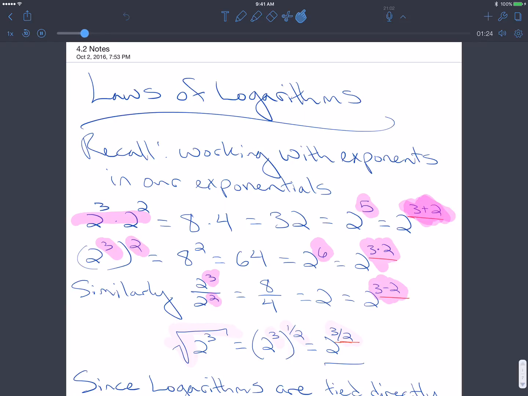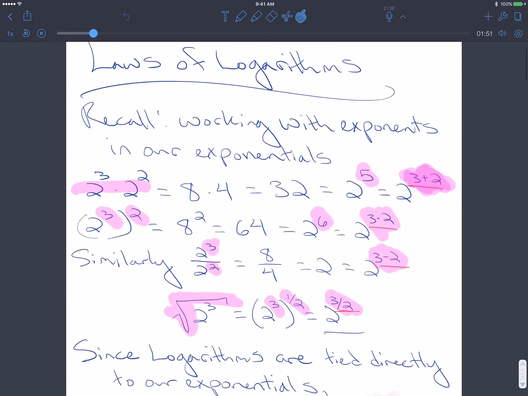And we also talked about how we define roots, right? So in here we have a square root of 2 cubed, which is the same as 2 cubed raised to the 1/2 power. And then we can use that multiple, 3 times 1/2, to get us a power of 2 to the 3/2.